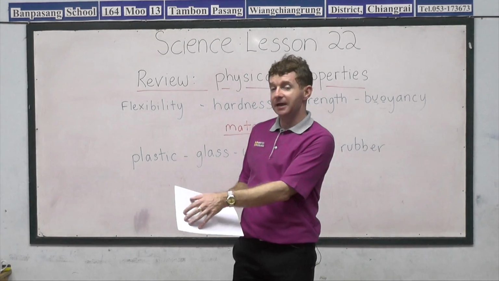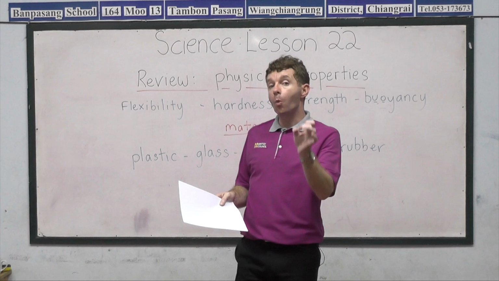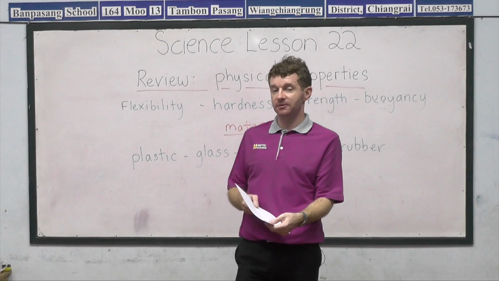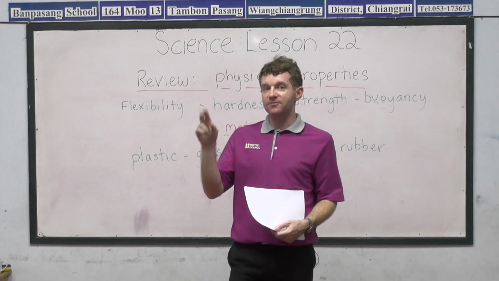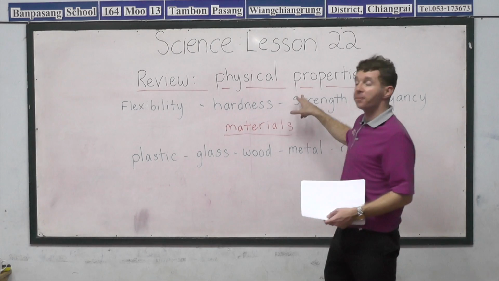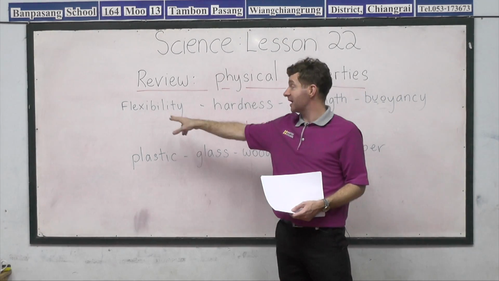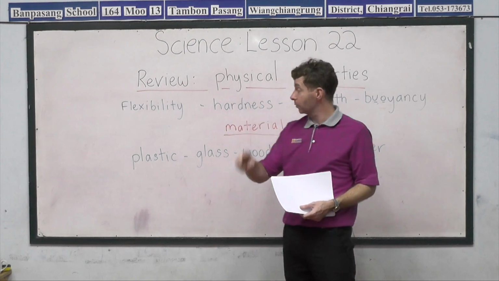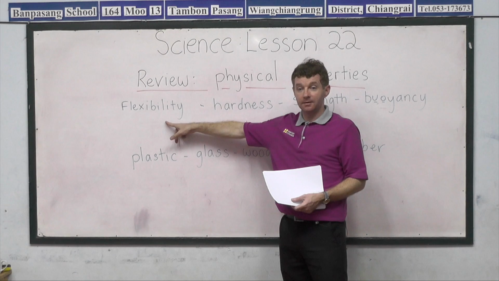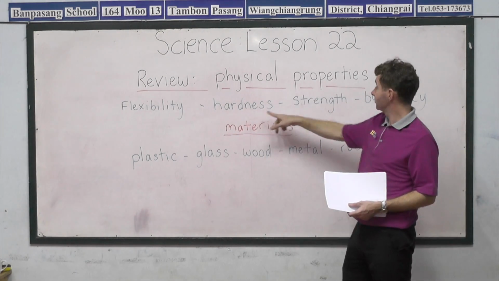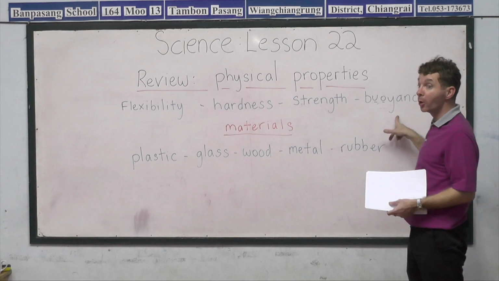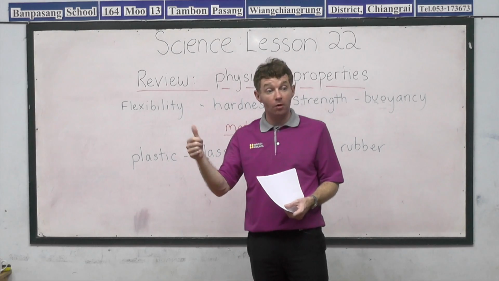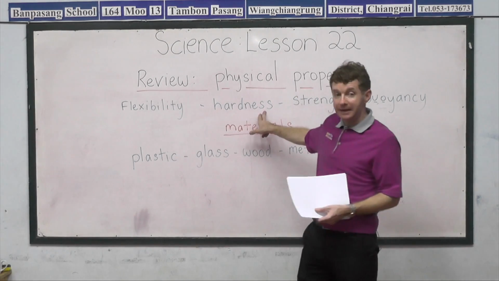So 3 people, they can have 1 person to draw, 1 person to colour, and 1 person to write the names of the things. Before the invention, what needs to happen? Physical properties. The invention needs to have at least 2. Okay, guys? It must have at least 2. Flexibility, hardness, strength, or buoyancy. Your invention must have 2 things. It can have more, 3 or 4, but it must have at least 2.